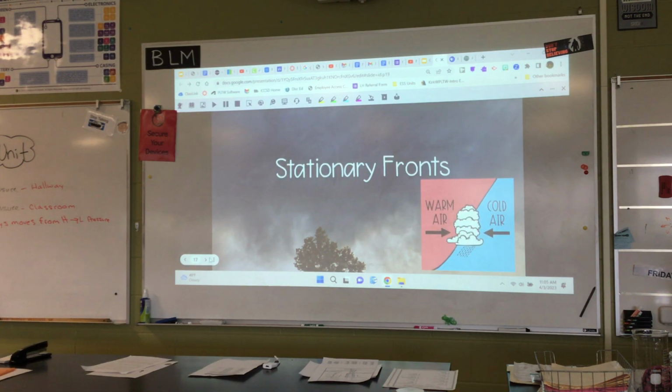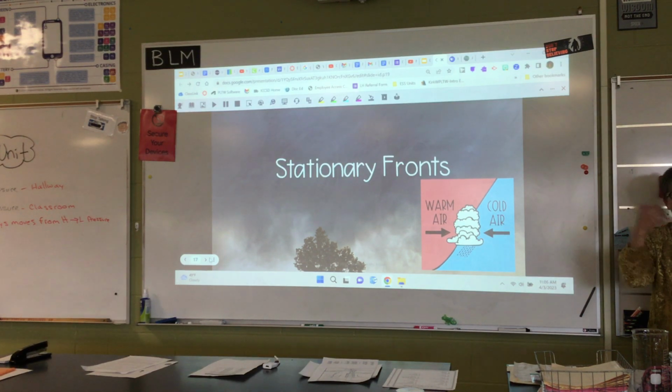All right, next one is a stationary front. What do you think happens with the air in a stationary front? They meet, and then what happens? Nothing. They just kind of stall out.